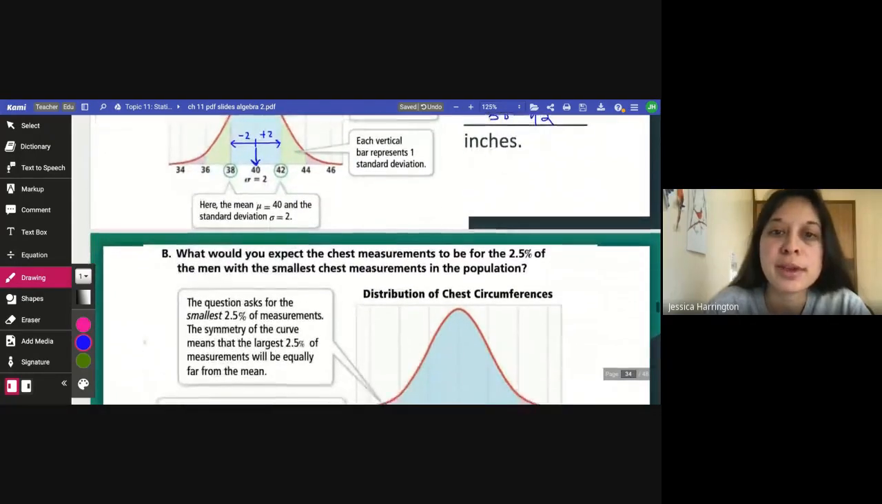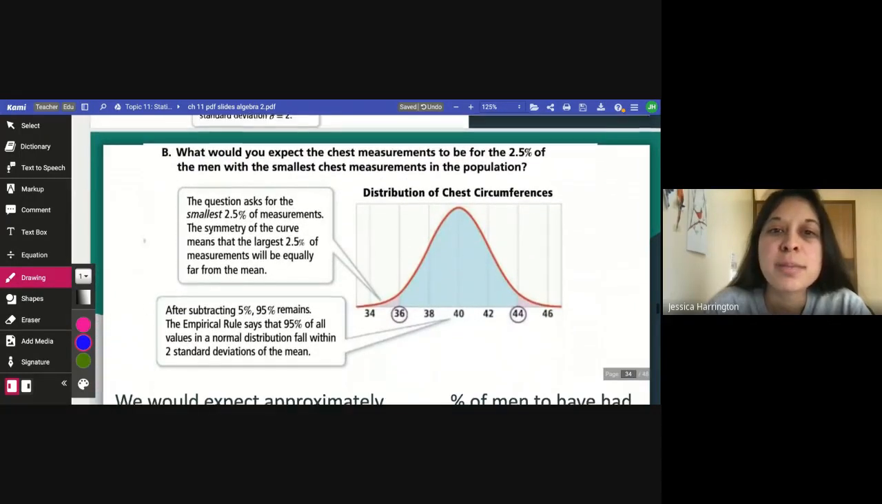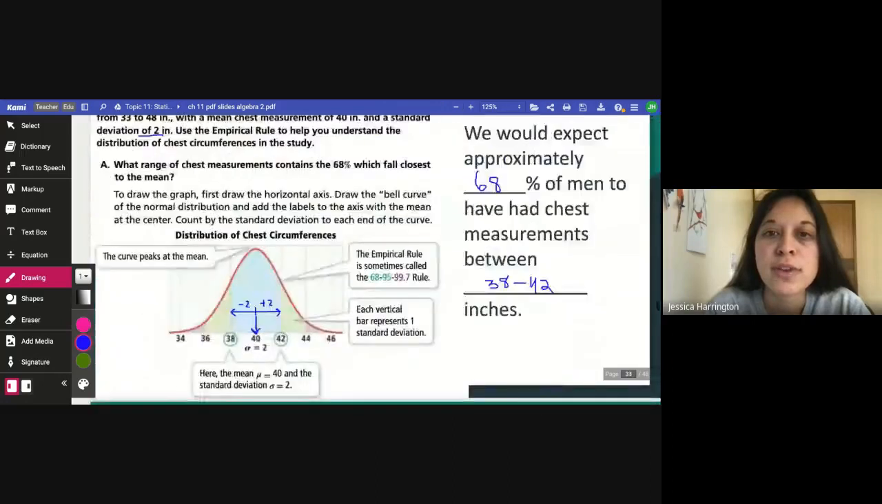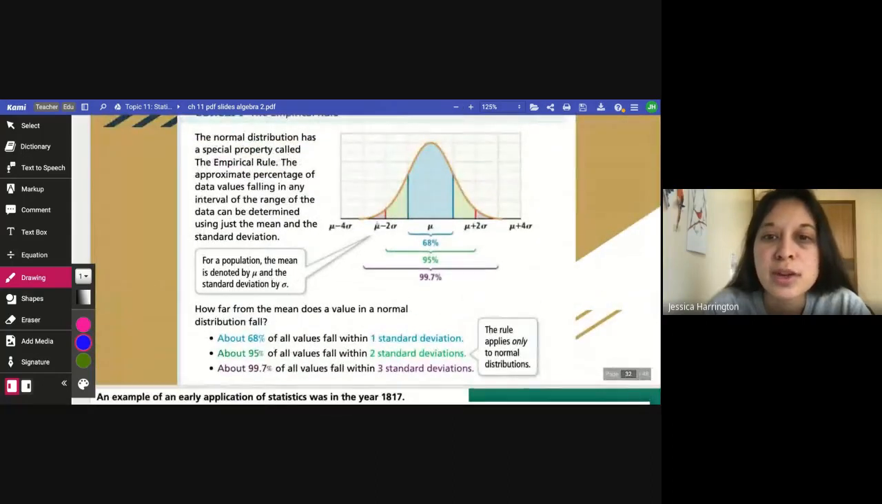So let's keep doing that. Now it says, what would you expect the chest measurements to be for the 2.5% of the men with the smallest chest measurements in the population? So if I come back and look at this, we know that 95% of the data fall within plus or minus 2, right? That means there's only 5% of the data left. So that means over here would be 2.5%. And on this side would be 2.5%, right? Because that's the only way we're going to add up to 100.